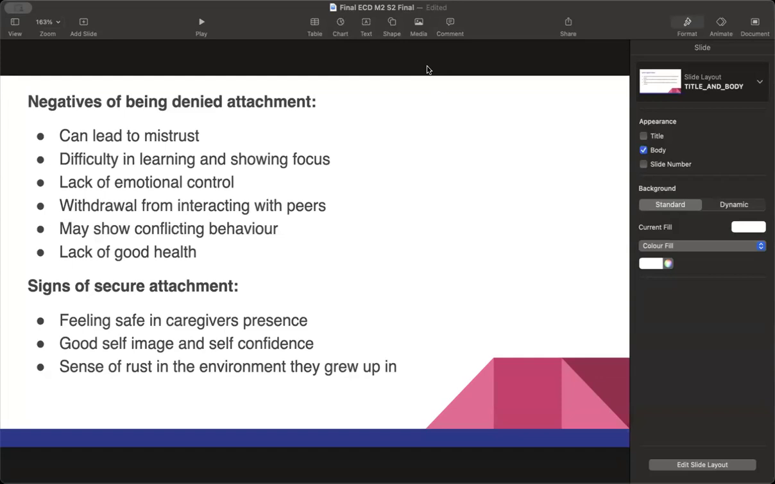So look at point number 2, difficulty in learning and showing focus. You are not able to focus at work. The boss will come to you and ask, hey man, your personal problems are interfering with my work. You're not meeting targets. You're not doing what you're supposed to do.